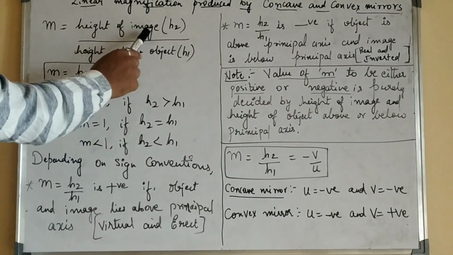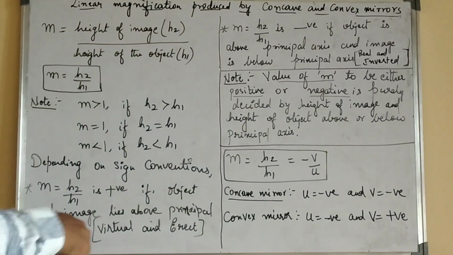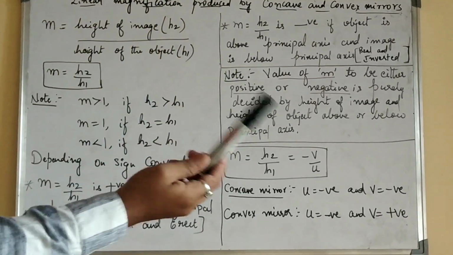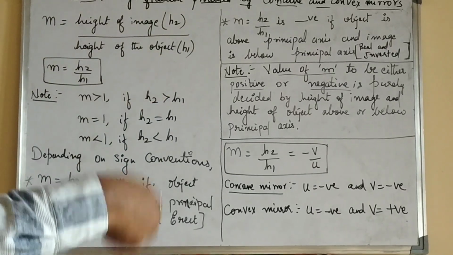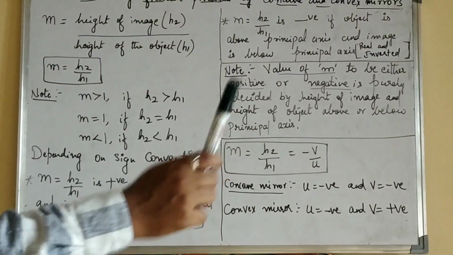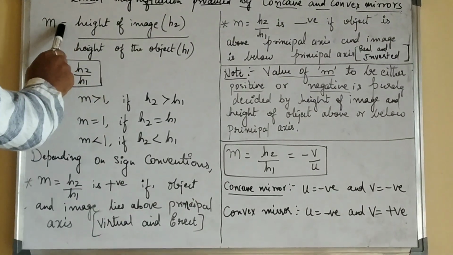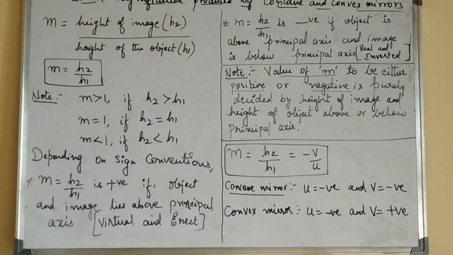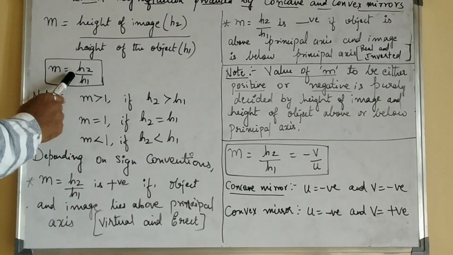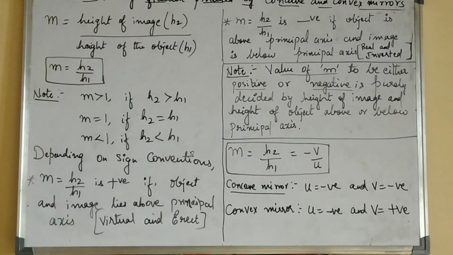Height of the image is represented by h2 or h dash. In some textbooks they write h dash. Height of the object as h1 or simply h. So whatever it may be, it is defined as the ratio of height of the image to the height of the object. It is also given by m is equal to h2 by h1.